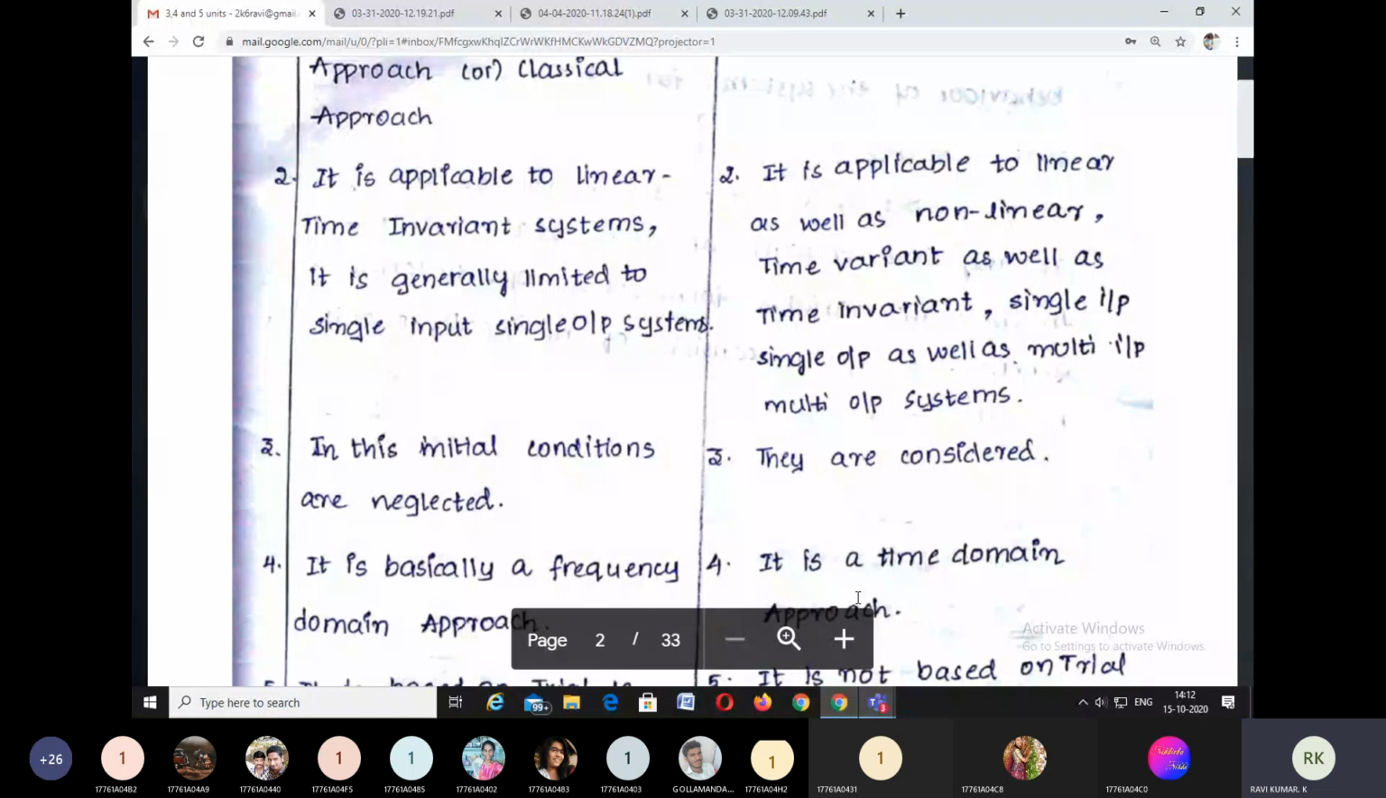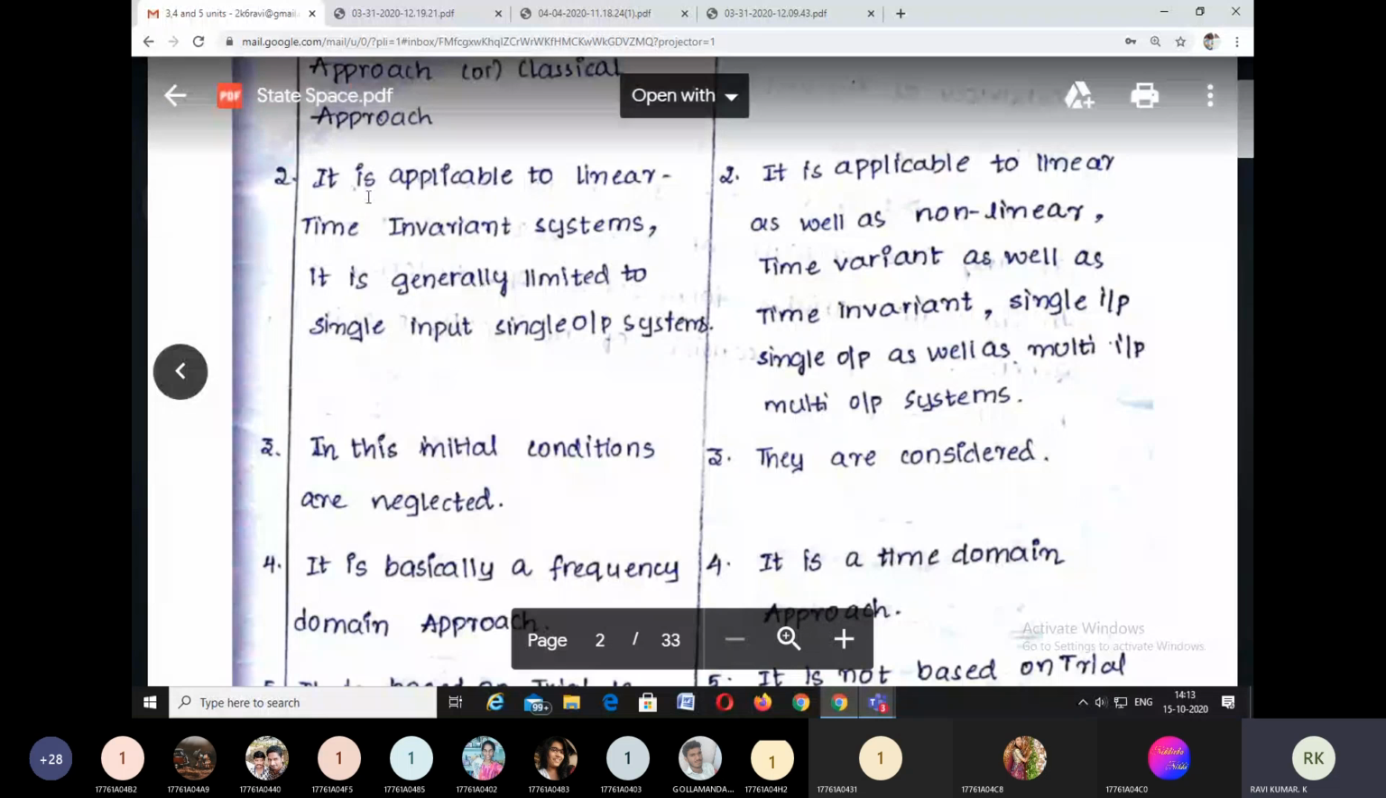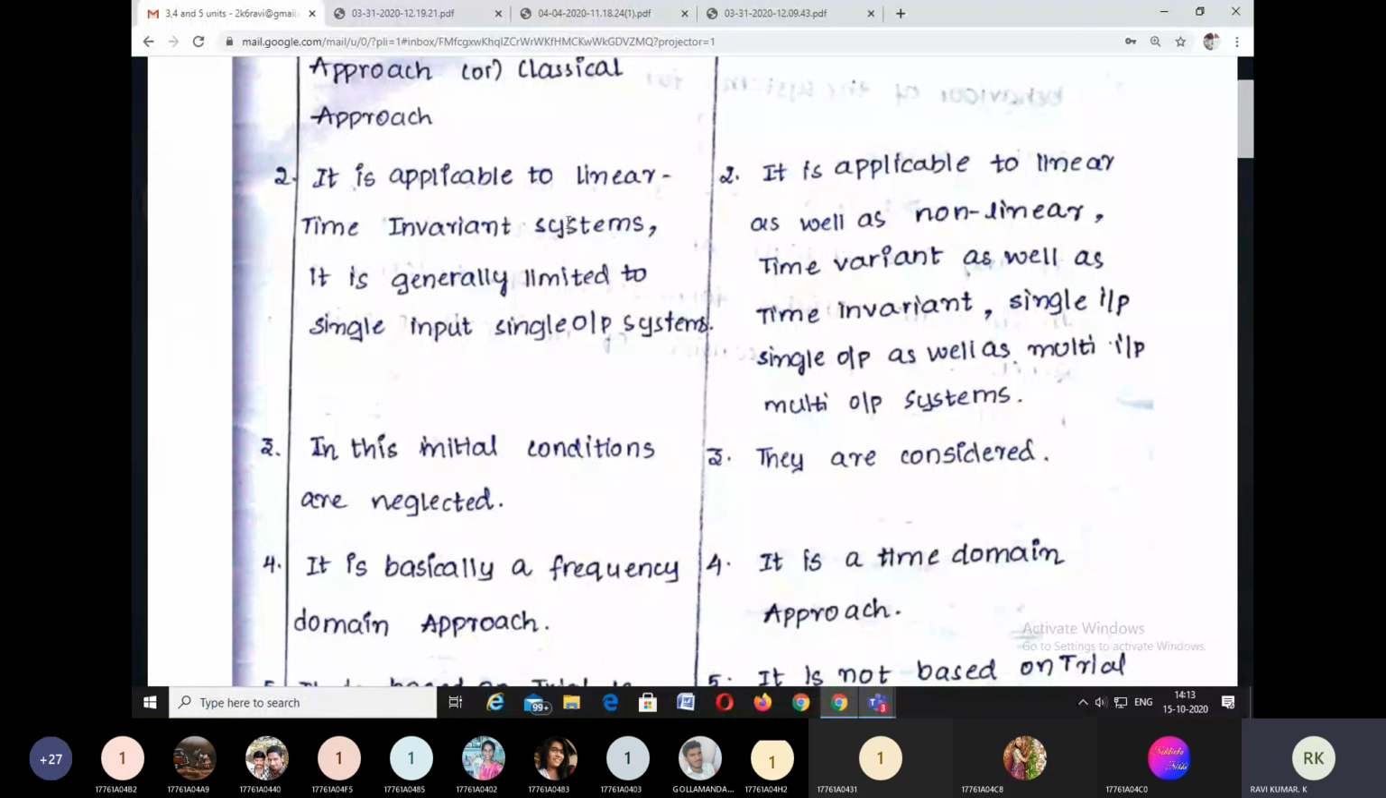So what have we seen in the first 2 or 3 units? Every time we want the output of a system, first we derive the transfer function of the system. After that we get the output Y equal to the transfer function into the input. That is the transfer function approach, and it is applicable only for linear time invariant systems. To study those systems, we use the transfer function approach.